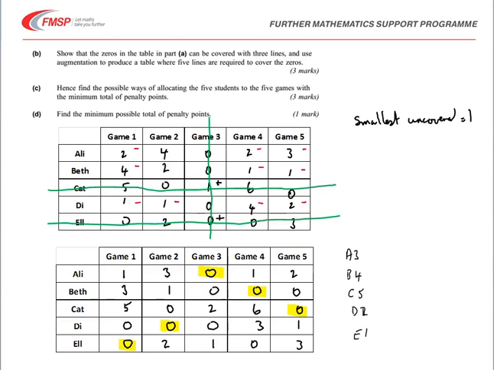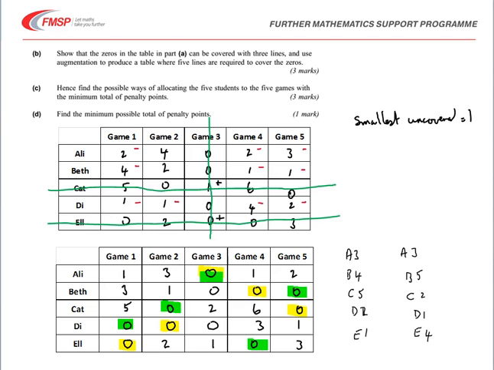There is an alternative to that, so let me just get a different colour for my highlighting pen. We still have Ali needing to do game 3 there, but there was this alternative then that Beth does game 5, and that means that Kat must do game 2. Once we've got Kat doing game 2, then we're left with Di doing 1 and E doing 4. So that's the other alternative that we could have had. So writing that one out, we have A3, B is doing 5, C2, D1 and E4.